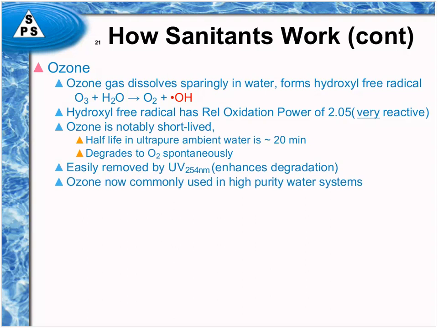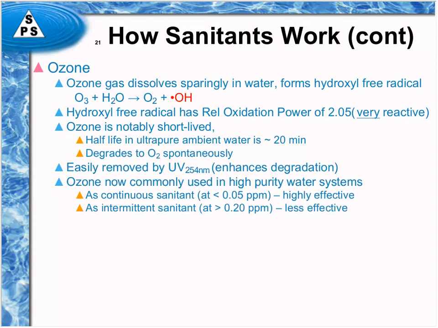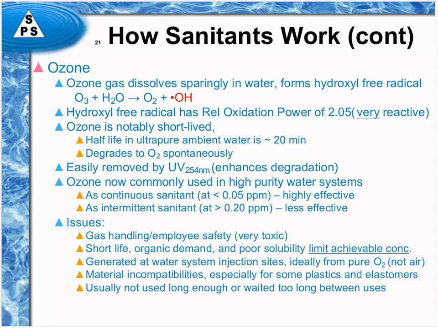And it's now pretty commonly used in a lot of high-purity water systems, and it often is used as a continuous sanitant, at least in the tank part of the system, at concentrations that are 0.05 ppm or so. It's highly effective. But if you're using it as an intermittent sanitant, like sometimes is done whenever you need to sanitize the rest of the system on a distribution loop on a periodic basis, you need to use higher concentrations because now you're trying to attack existing biofilm.